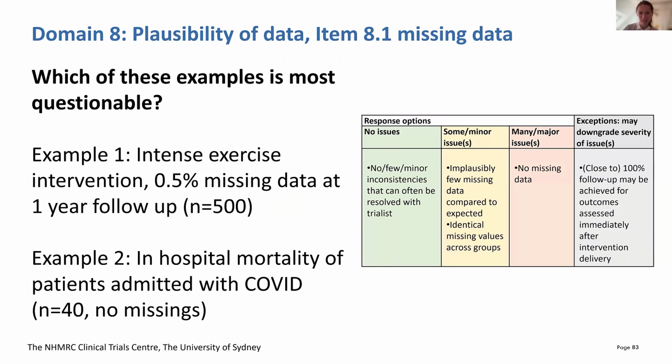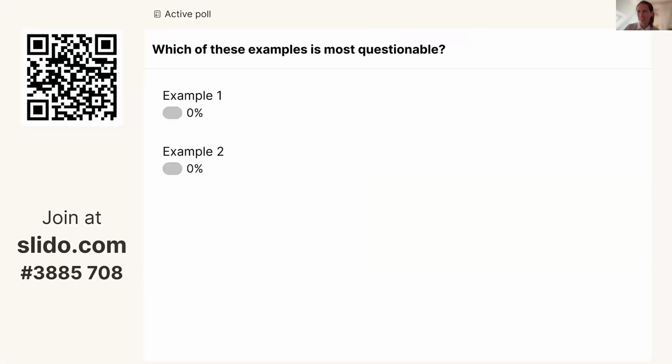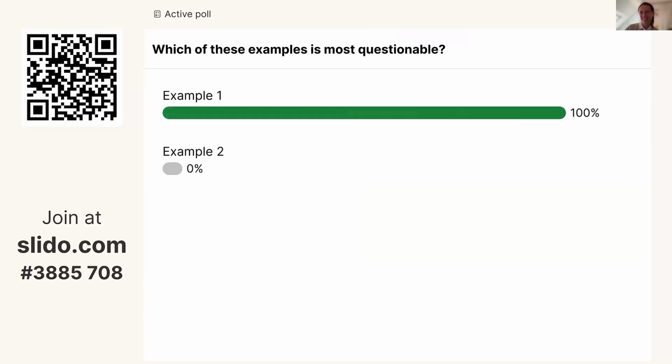Now, the second example is in hospital mortality, where it's looking at who dies out of 40 patients admitted with COVID-19. And we see no missings at all in this data set after 1 month. And I'd like to know from you, which of these do you think is most questionable? Example 1 was the exercise intervention. Example 2 is the COVID-19 example.